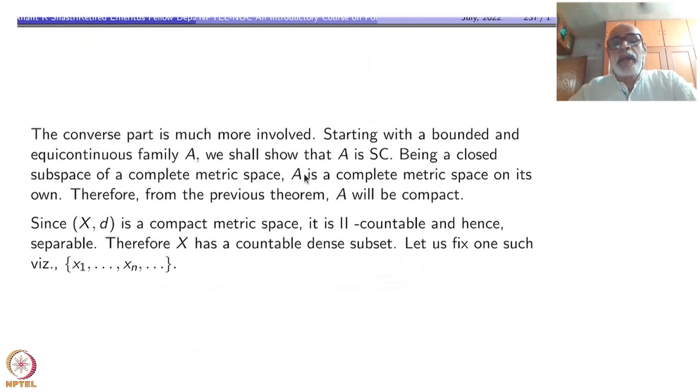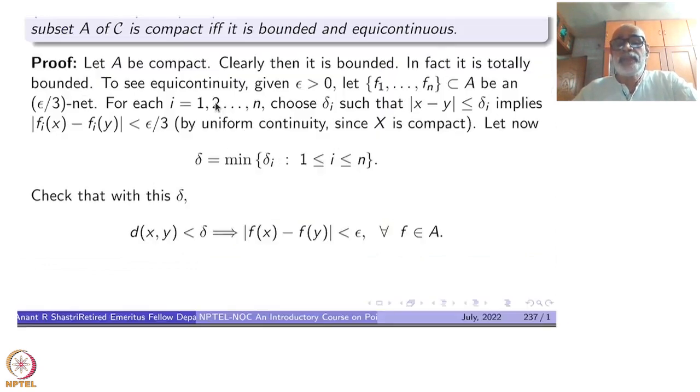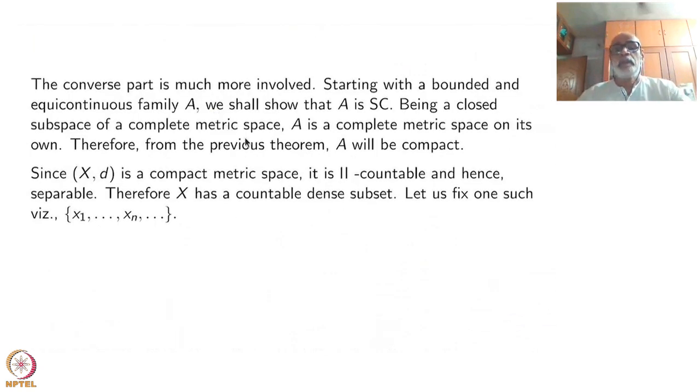The converse part is much more involved. If these conditions are satisfied, then you have to show that this A is compact. Starting with a bounded and equicontinuous family, we shall show that A is sequentially compact. Then by our earlier theorem, compactness of A will follow.